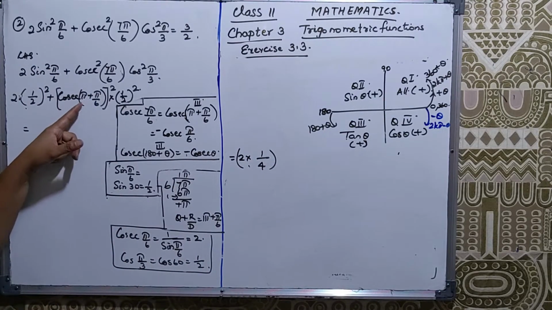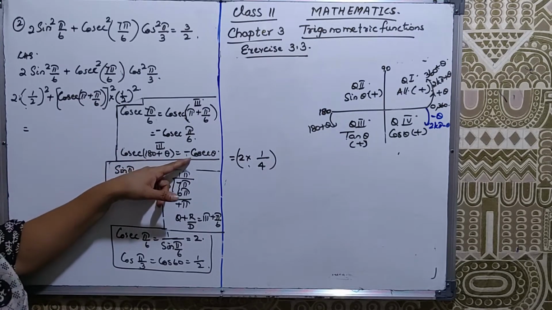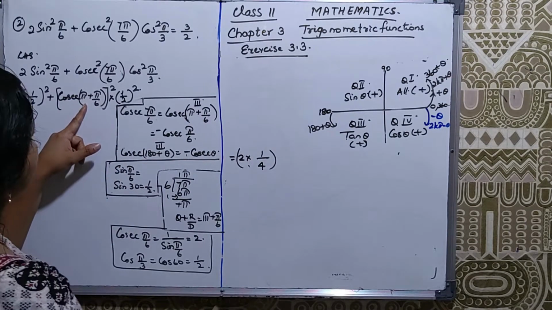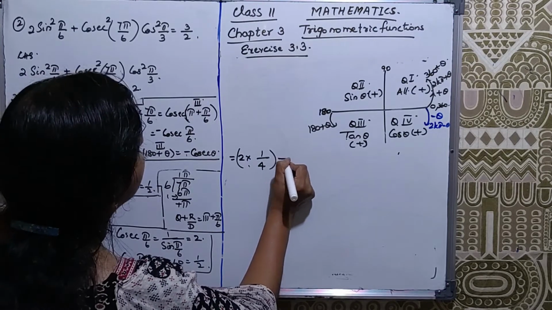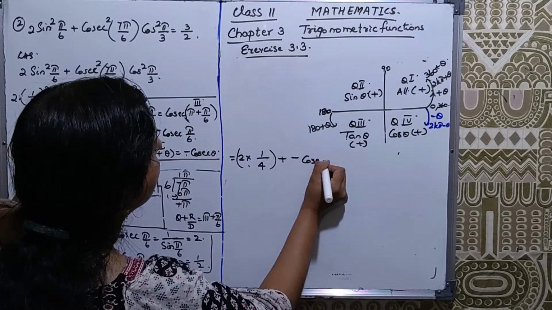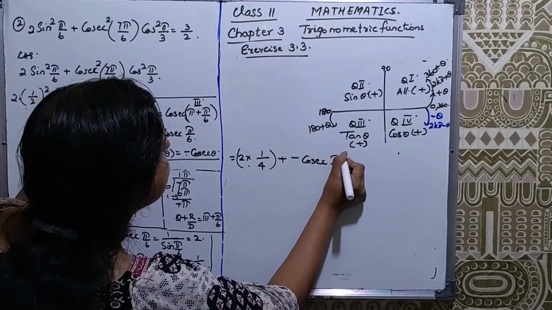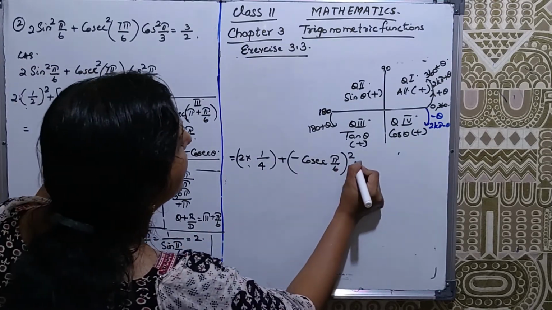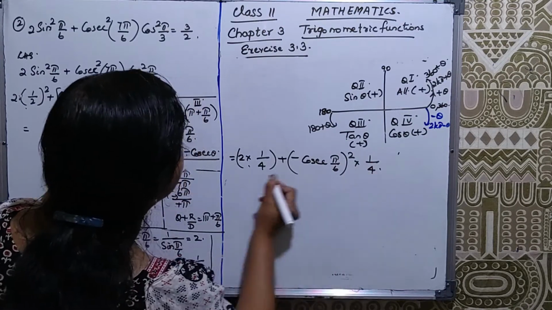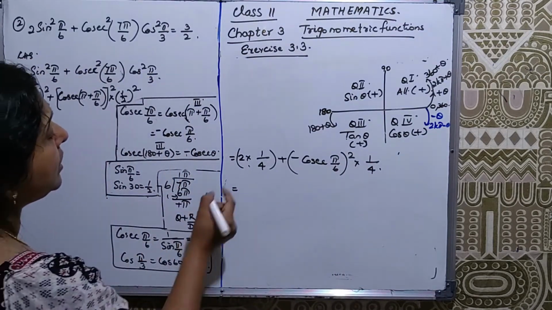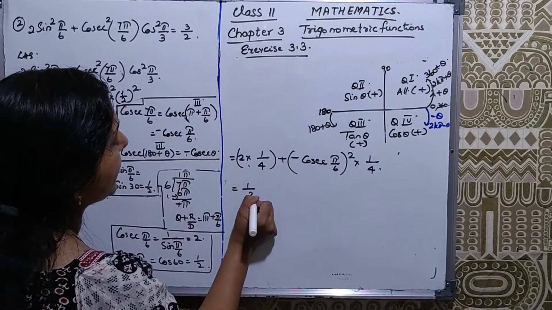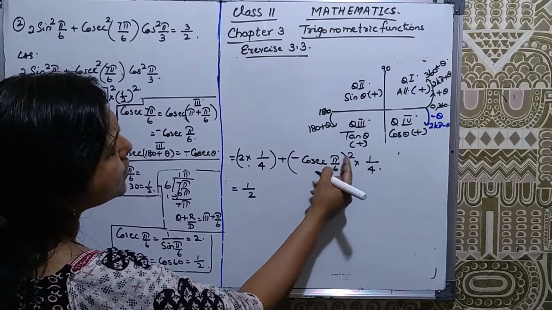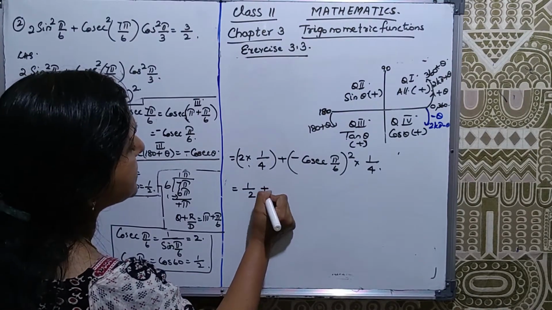Now here cosec 180 plus theta, you wrote minus cosec theta. So it will be minus cosec pi by 6 the whole square into 1 by 4. So it will be equal to 2 and 4 will be cancelled, 1 by 2. Because of the whole square, minus into minus will become plus.